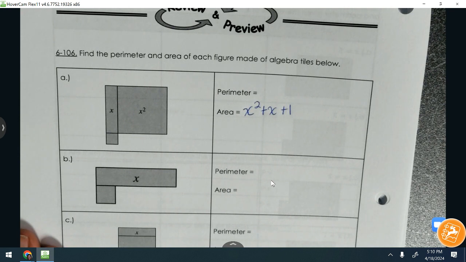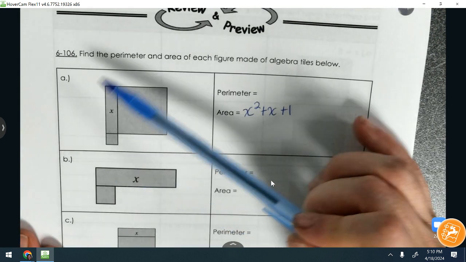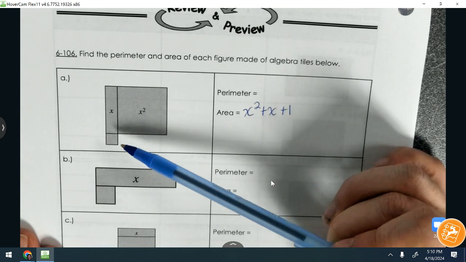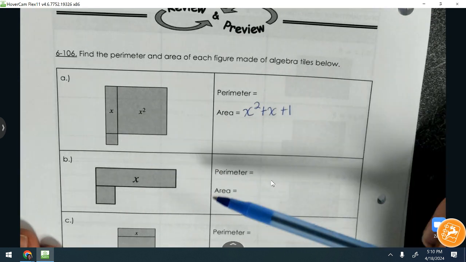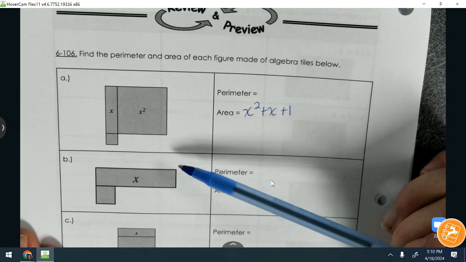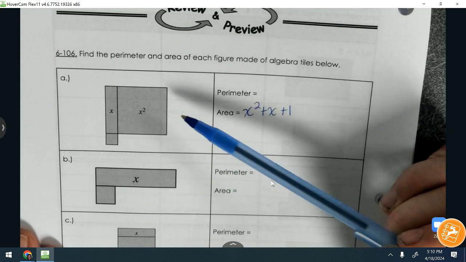Okay, perimeter is a little bit more challenging. As a reminder, perimeter is the outside of the shape. We have to be really careful about the corners. Usually that's where students will make mistakes. Also, I always think of perimeter like this: if I walk the perimeter of my property, that means I'm walking that outside edge.